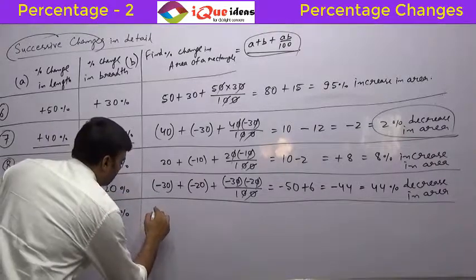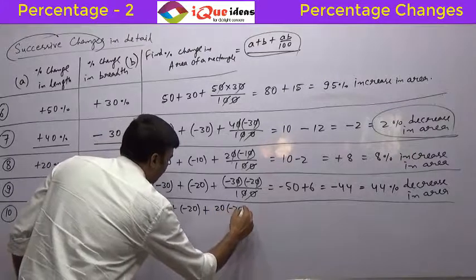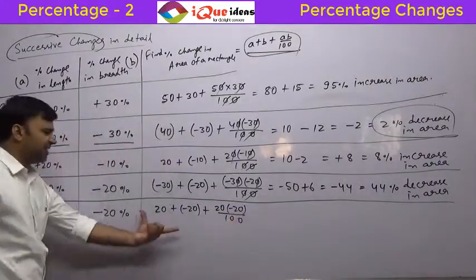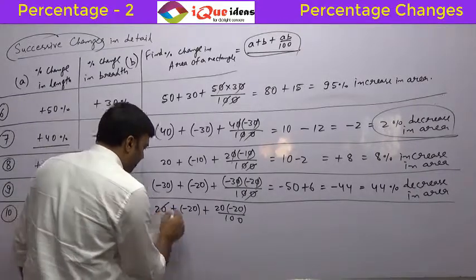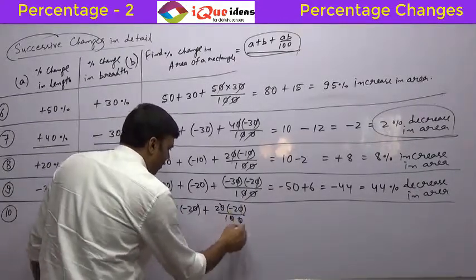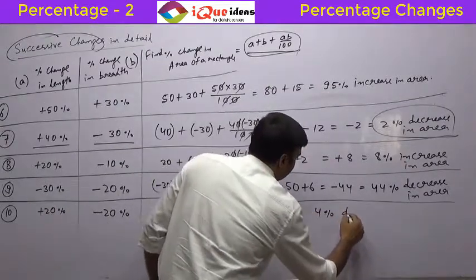This will be 20 plus minus 20 plus 20 into minus 20 by 100. See, please understand that this is the important step. You have to be really careful about the sign here. So 20 and minus 20 are cancelled. Here 0, 0, 0, 0 are cancelled. So it becomes simply minus 4. That means 4% decrease in area.